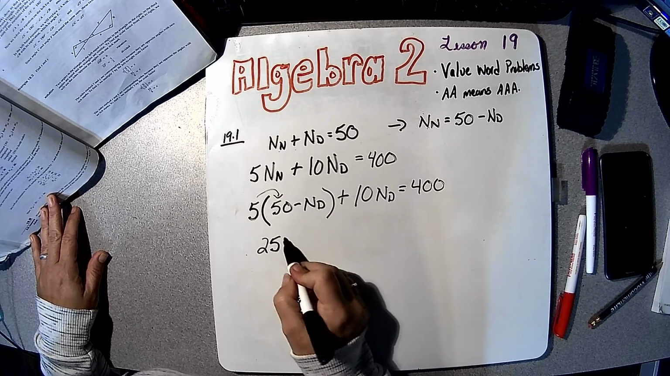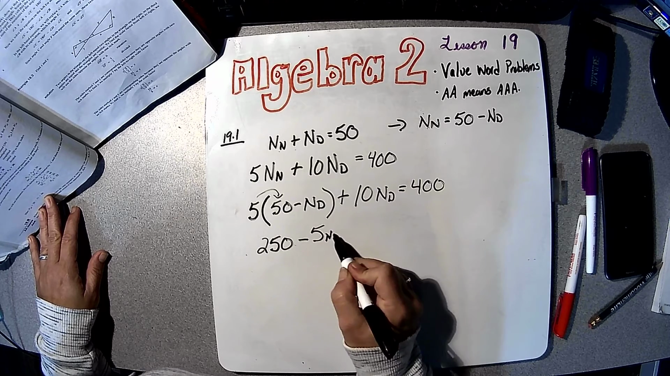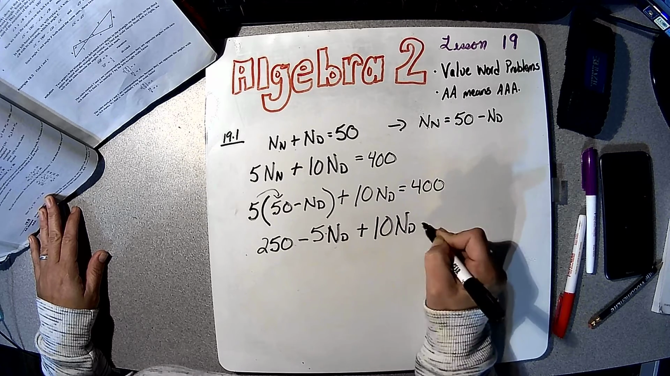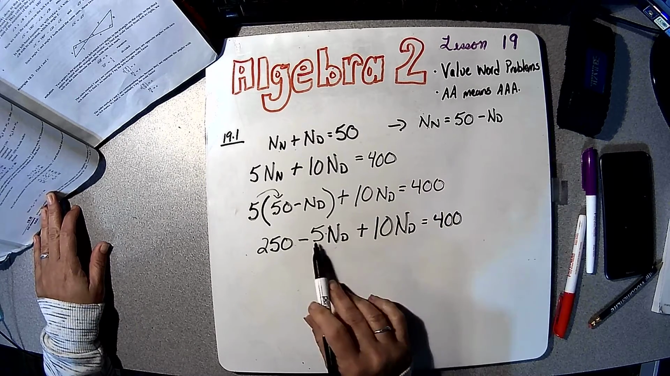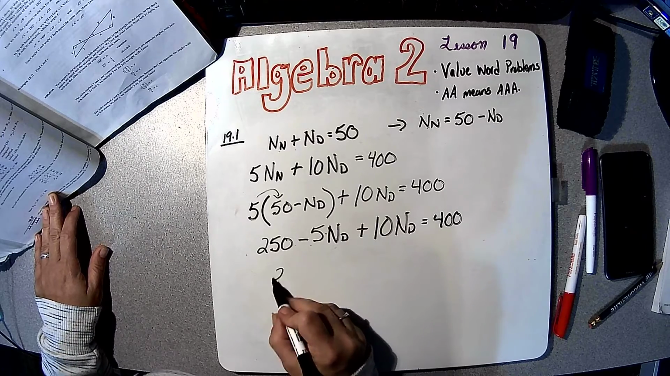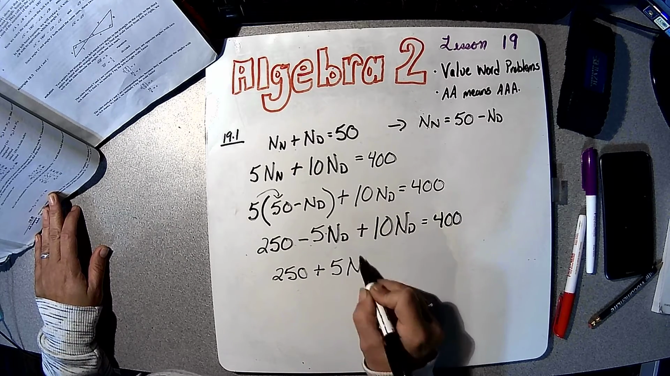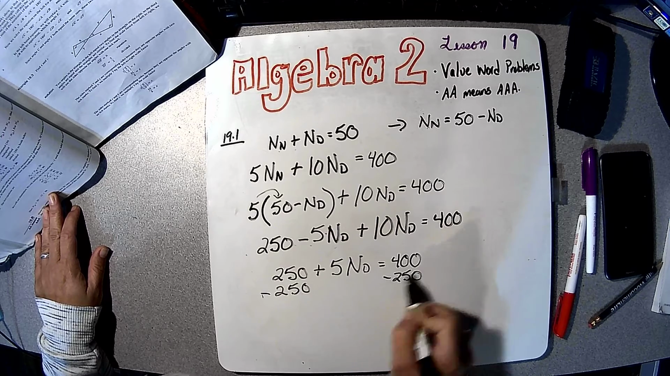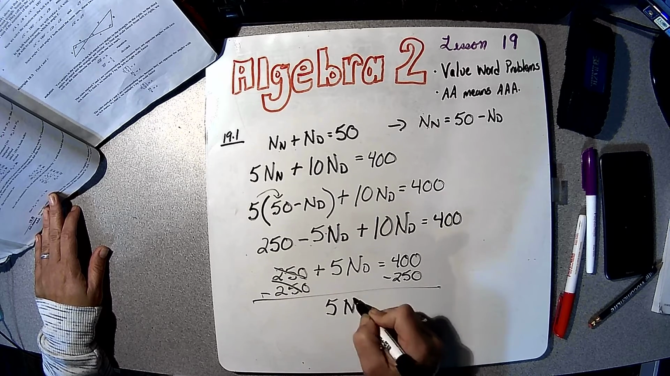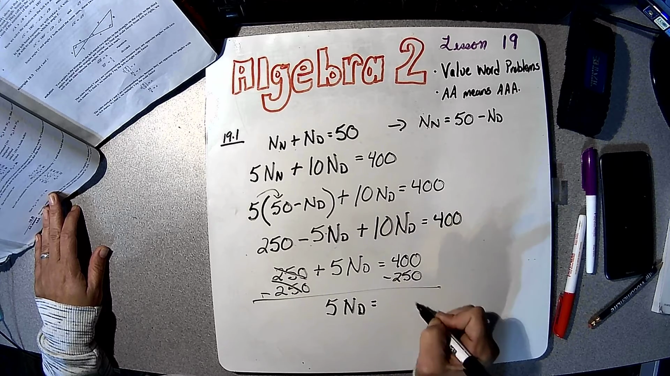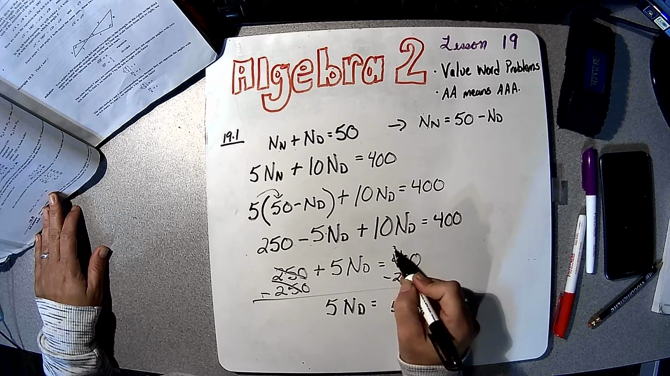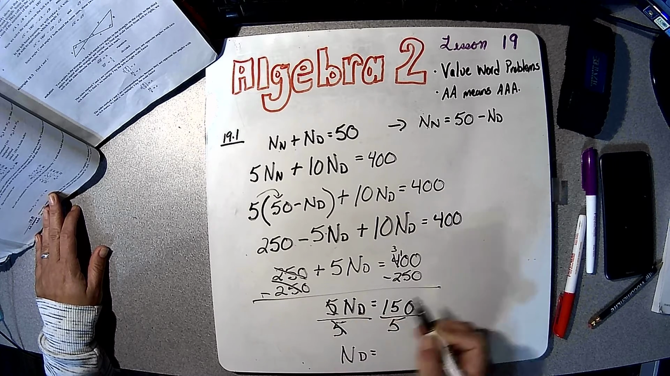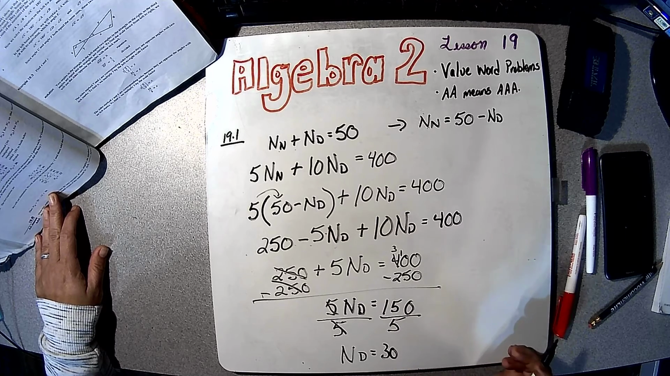5 times 5 is 25, so that'd be 250, minus 5 times the number of dimes, plus 10 times the number of dimes equals 400. Now I'm going to combine my like terms, so 10 minus 5 is 5, so 250, plus 5 times the number of dimes equals 400. Now I'm going to subtract 250 on each side. And I'm going to get 5 times the number of dimes equals, let's see, 0, 10 minus 5 is 5, 3 minus 2 is 1, 150. Now I'm going to divide by 5. And my number of dimes is going to be equal to 30. So I've got 30 dimes.